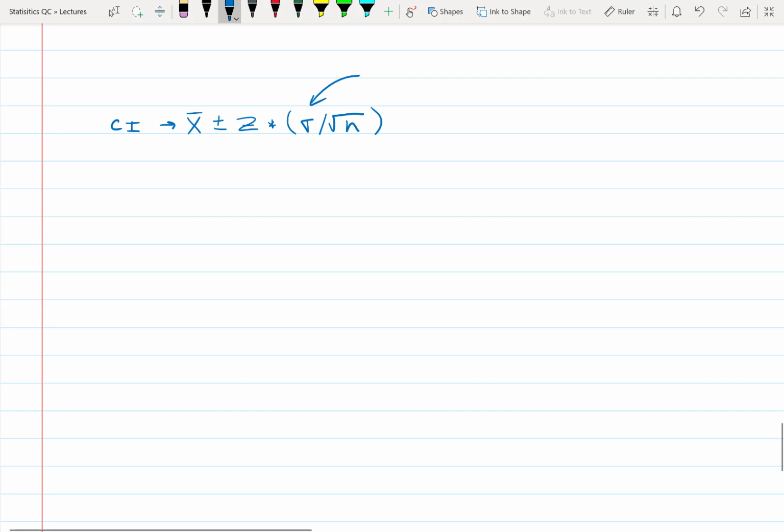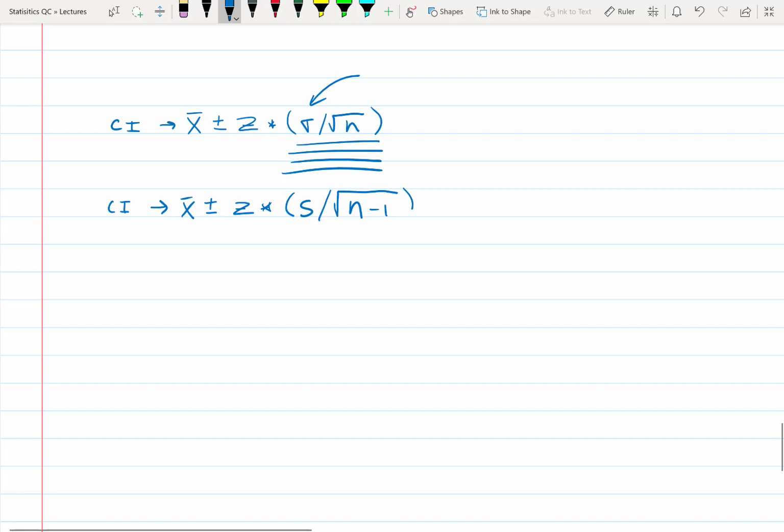So in real-world cases, we have to change this whole standard error term just a little bit. We're going to estimate this population standard deviation using the sample standard deviation, which of course we can calculate. So instead of CI being plus or minus Z times, we're going to put an S here for our sample standard deviation, and then we're going to divide not by n, but by n minus 1.